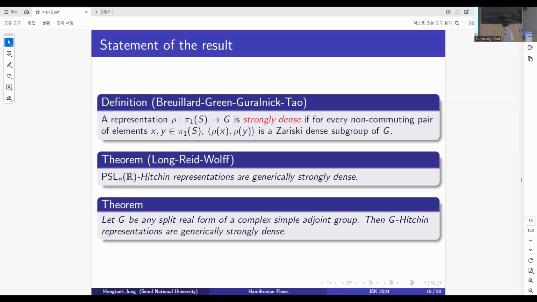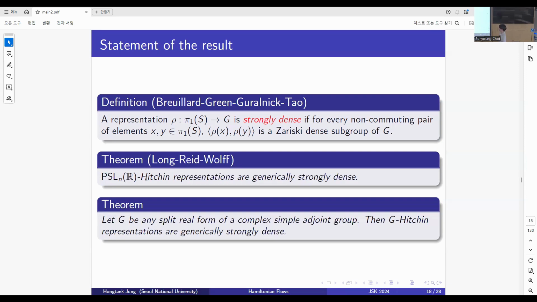And our main theorem is a generalization of their result as well as a partial generalization of their result. So let G be any split form of a complex simple adjoint group. That's the setting where we can do some Hitchin stuff. And then the set of all G-Hitchin representations are generically strongly dense. Okay, obviously this generalizes their result.